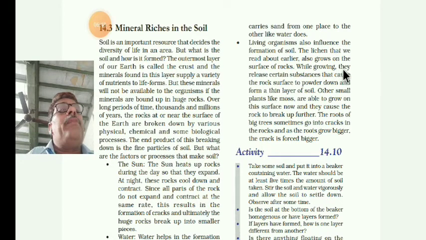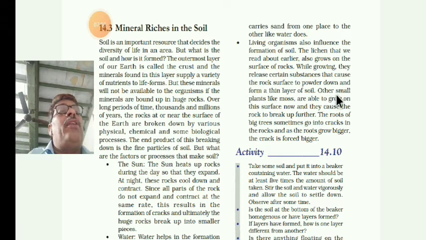While growing, they release certain substances, and that causes the rock surface to powder down and form a thin layer of soil. So in this way, the lichens are also helping the formation of soil. These are the biological activities we are talking about.